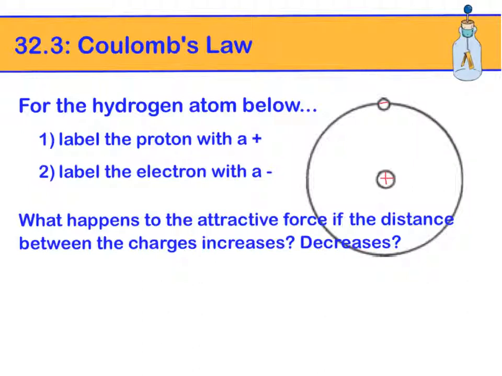Now, we know that they're attracting because they have opposite charges, but if the distance between these two were to increase, so let's say that electron was way out here, because they're farther away, that is going to be a weaker force of attraction. If that distance were to decrease, if they were to get a lot closer, as the distance decreases, the force between them increases.